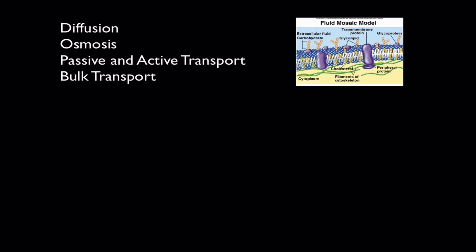This is Ed Chapman, and we're going to wrap up our discussion of the plasma membrane and the way that the fluid mosaic model works to explain the structure and function of the cell membrane. In the first video cast I did, we talked about what diffusion and osmosis were. And in this one, we're going to focus on passive and active transport and bulk transport.